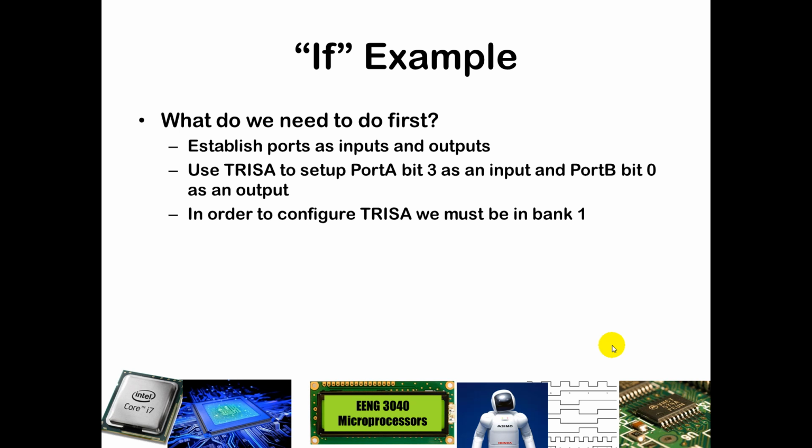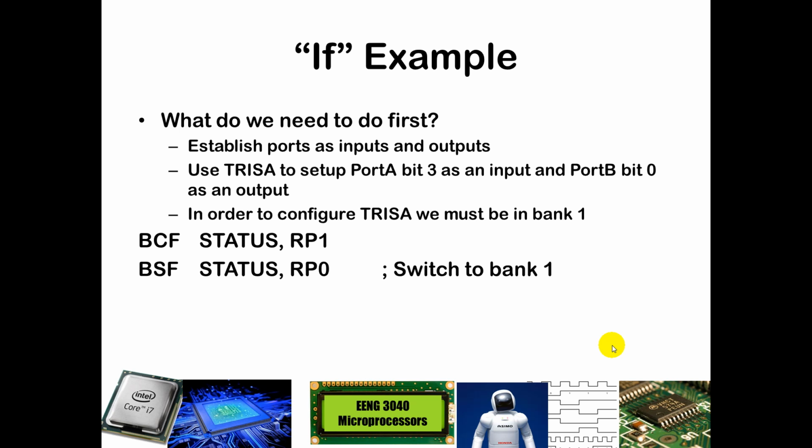Before we can even do that, though, we have to recognize which bank our TRIS registers are accessible through. Our TRIS registers happen to be accessible through bank 1. Normally, if we don't change banks at all, we're going to start out in bank 0. And so we need to go ahead and switch over to bank 1. So we've got to remember what we learned in the previous lecture about how to switch over to bank 1. Here's some code that we can use to do just that. These two lines of code will put us into bank 1.